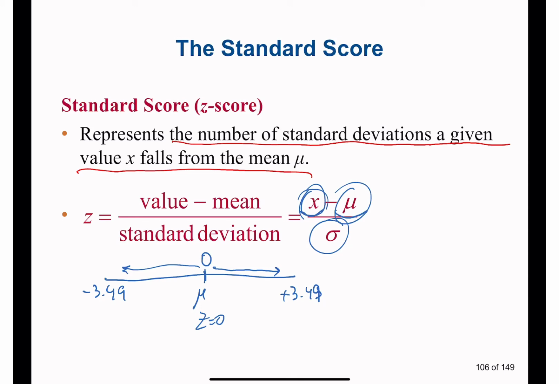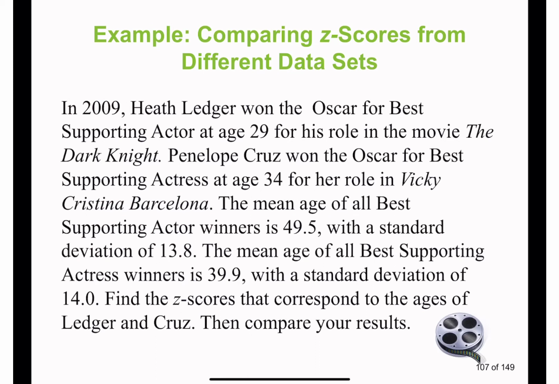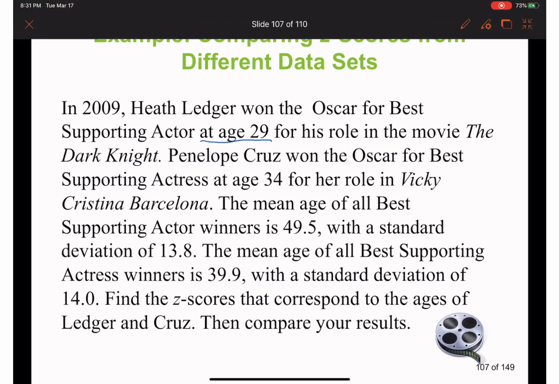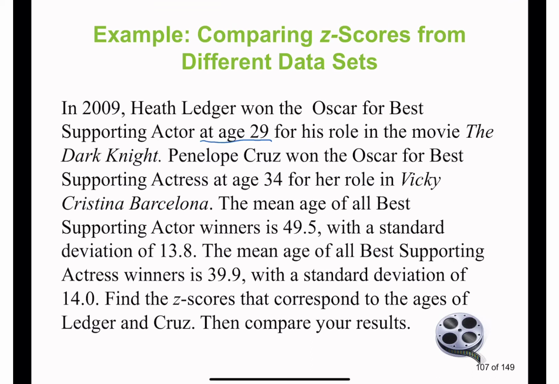But for now, I'm going to solve a very basic problem to give you a flavor of understanding what z-score is. Here is a word problem. In 2009, Heath Ledger won the Oscar for Best Supporting Actor at age 29, for his role in The Dark Knight.